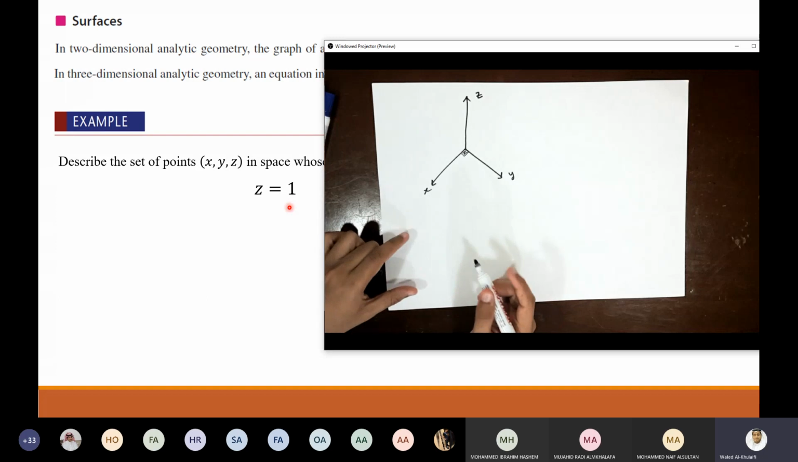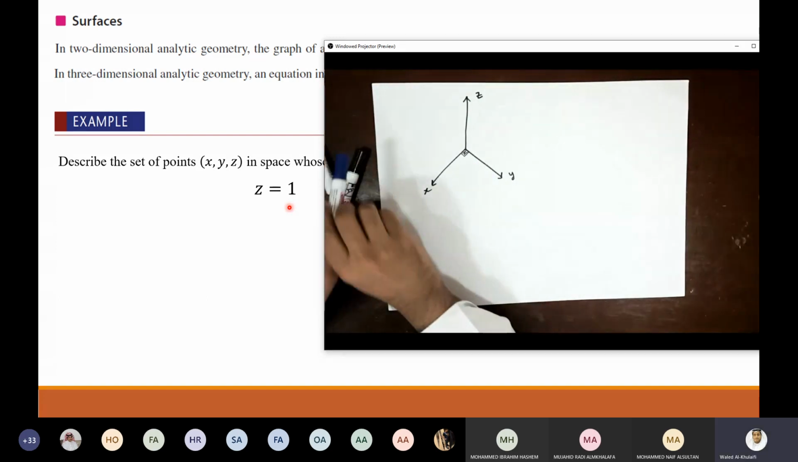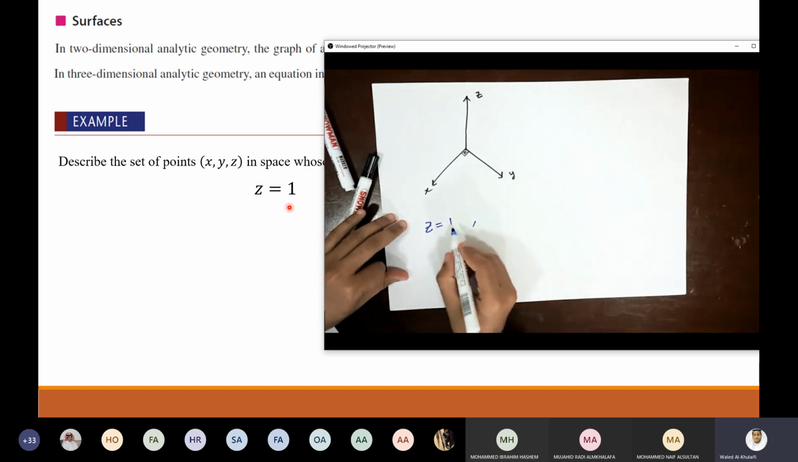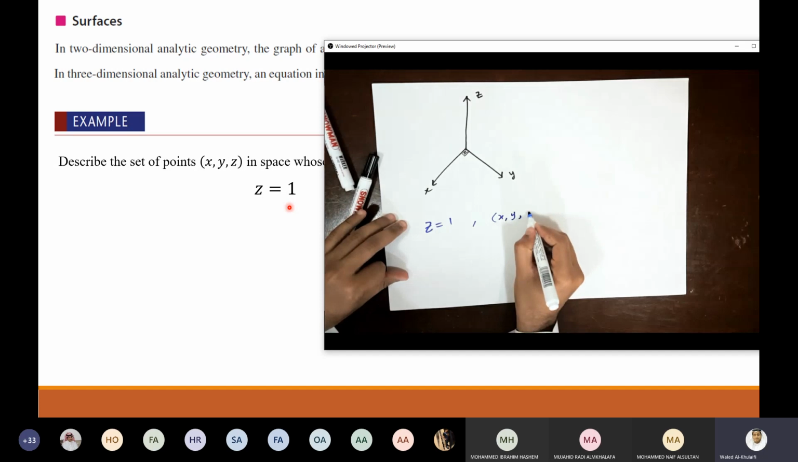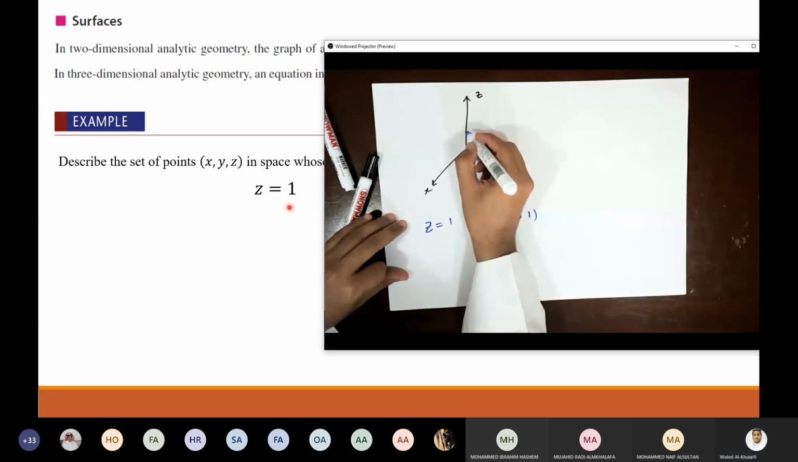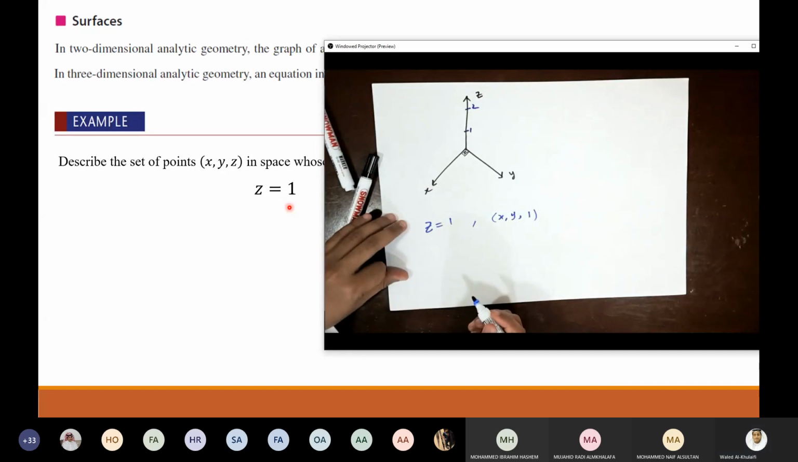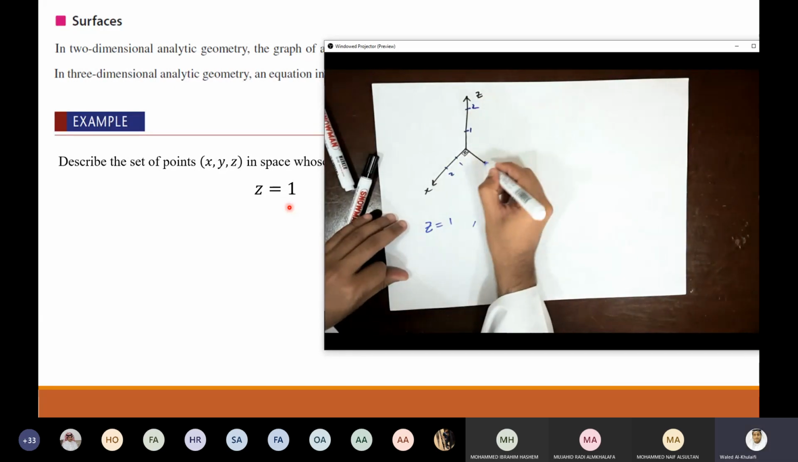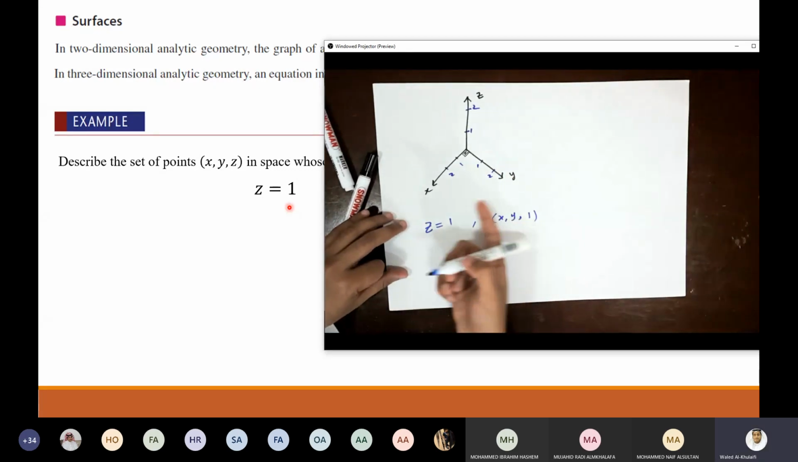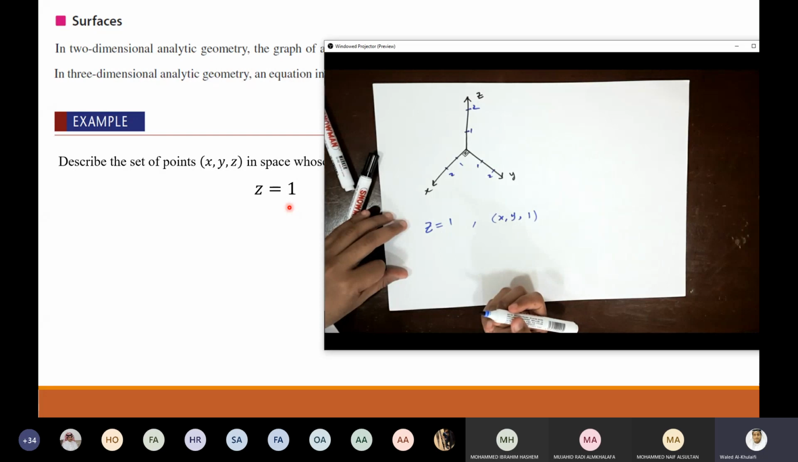He said all the points where z is equal to 1. What do you think, guys? It means all x and y and 1. So it can be anything, but keep z equal to 1. So where are we, guys? Where are these points? How can I visualize them? Anyone?